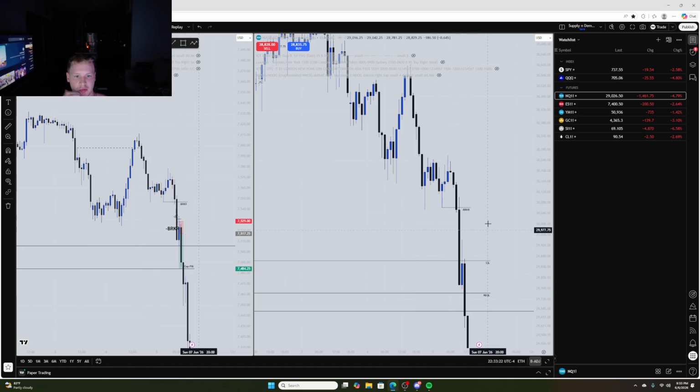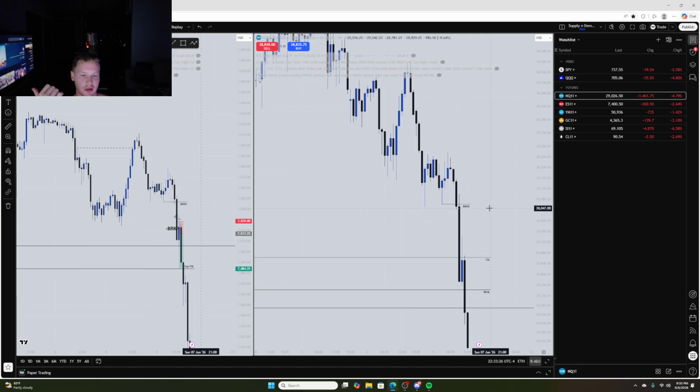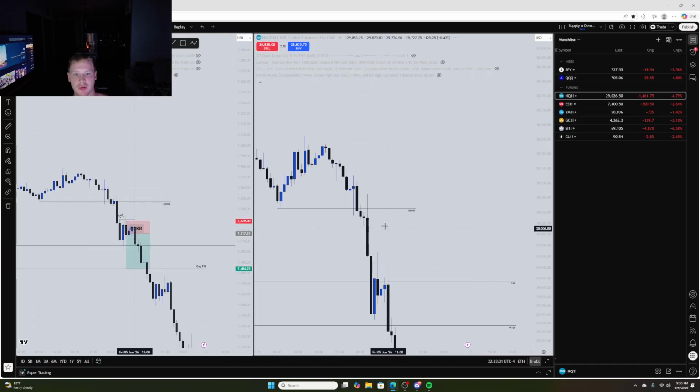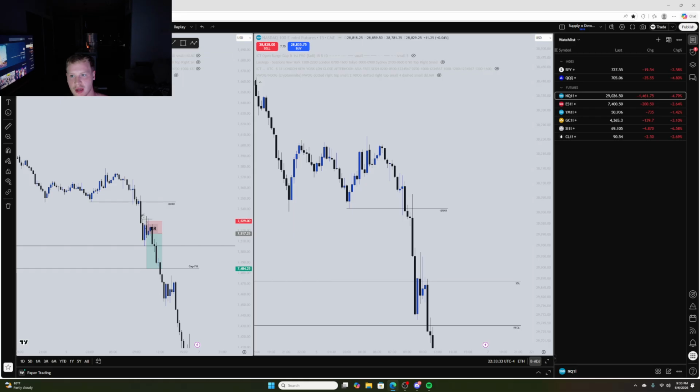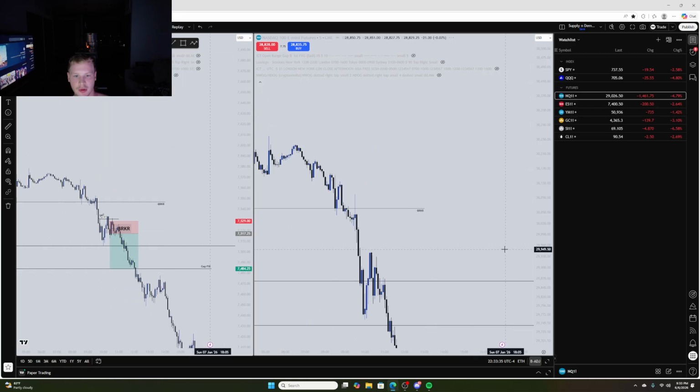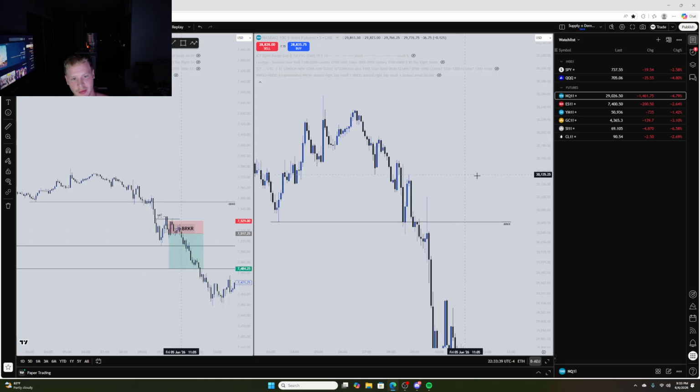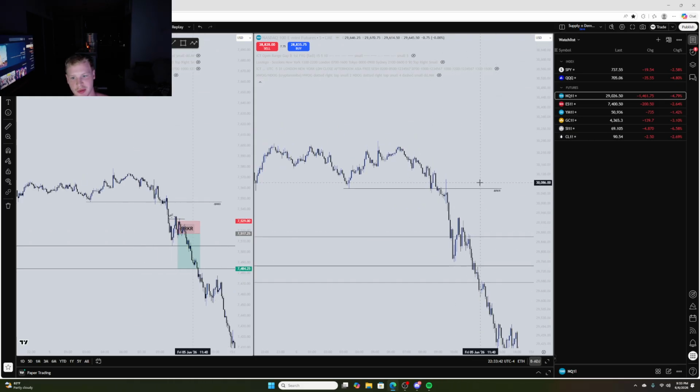Accumulation, manipulation, distribution, closure below, right? Confirming a change in state, confirming the breaker. And then you're pretty much looking for the first fair value gap that overlaps. We have all time frames going down, or a close below. So you're just looking for a fair value gap. After we close below, boom, fair value gap, short it, and you see what happens next.